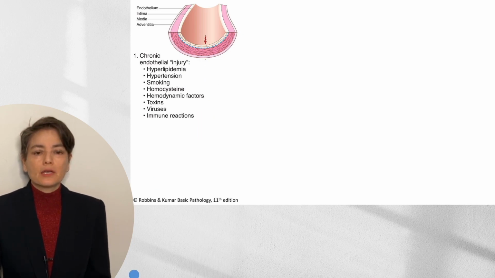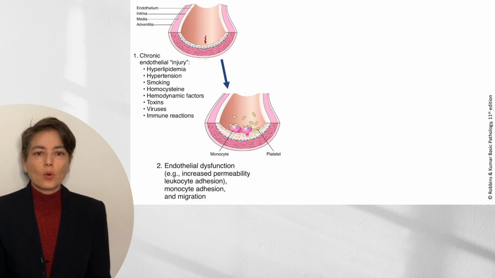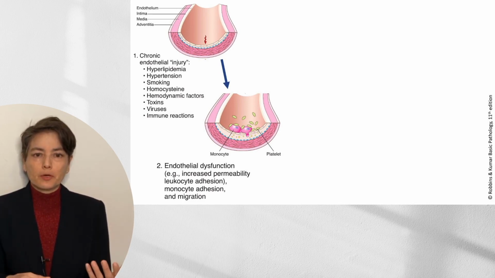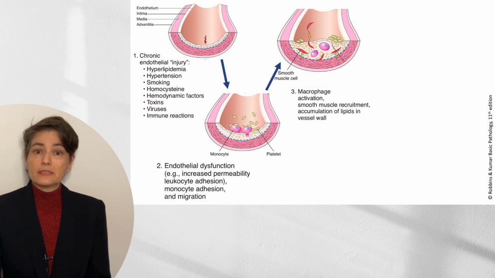Now, in response to this endothelial injury, we're going to get endothelial dysfunction, leading, as we discussed, to increased permeability, leukocyte adhesion. Our monocytes are going to adhere to the endothelium and then migrate into the intima. We also are going to have platelets that are going to adhere to this dysfunctional endothelium. So what happens next?